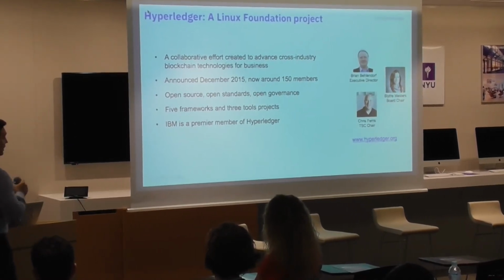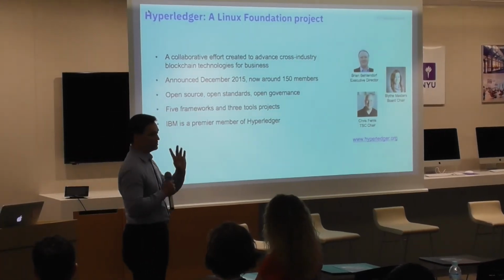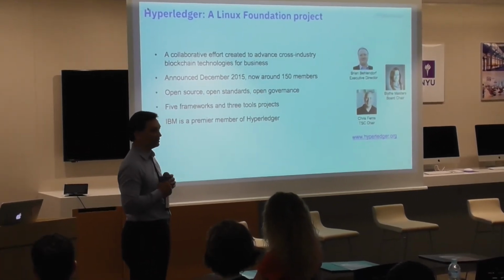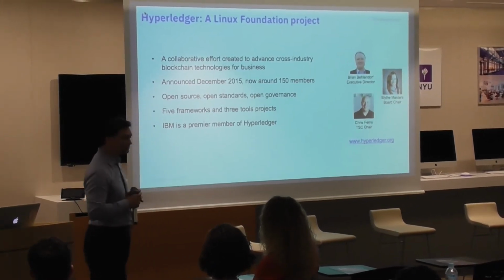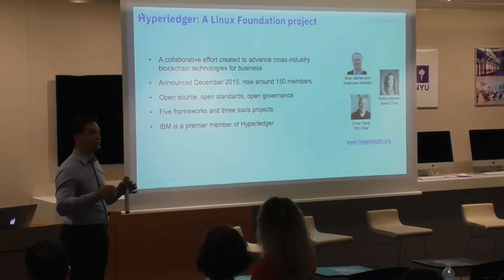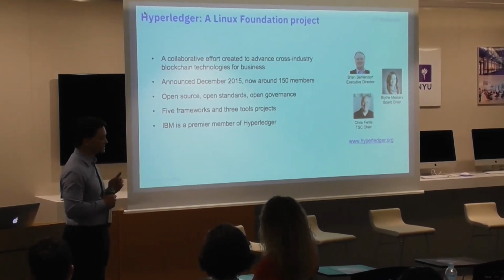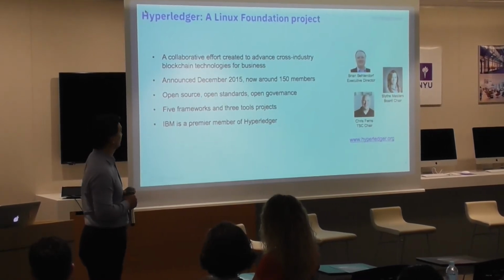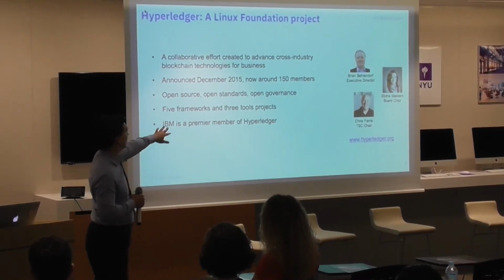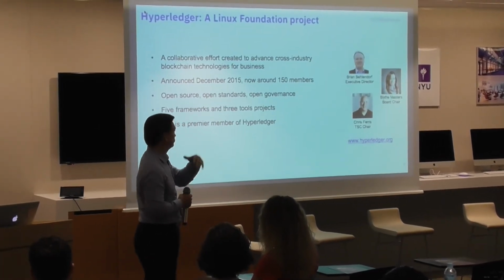And IBM has contributed code to and is a member of one particular, I said public blockchains, I'm going to go private blockchain. One particular private blockchain called Hyperledger. And Hyperledger is open source. It was created by the Linux Open Software Foundation. It is the fastest growing project ever in the history of the Linux Foundation. It was formally announced in December of 2015. There's around 150 members, and I'll show you who those are in a moment.